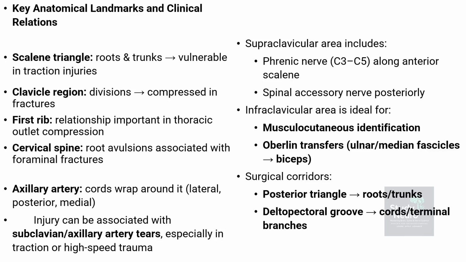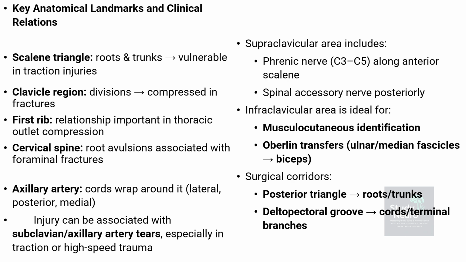Understanding the key anatomical landmarks of the brachial plexus is crucial, both for clinical assessment and surgical planning. The scalene triangle is where the roots and trunks of the brachial plexus emerge, making them particularly vulnerable during traction injuries. The clavicle region carries the divisions, which can be compressed in fractures. Fractures of the cervical spine can also lead to root avulsions. Beneath the clavicle, the cords wrap around the axillary artery, and high-speed trauma can injure both the nerves and the artery, potentially causing serious complications.